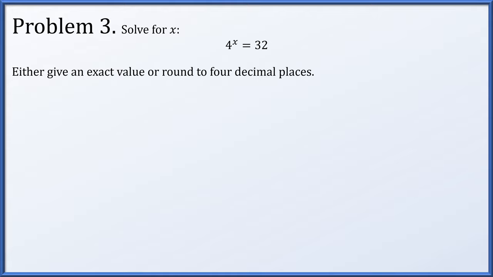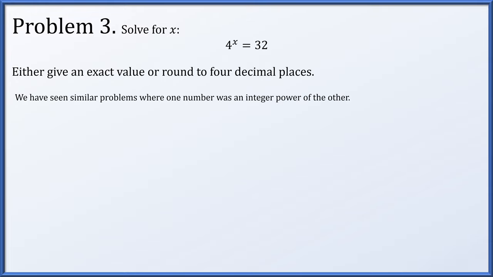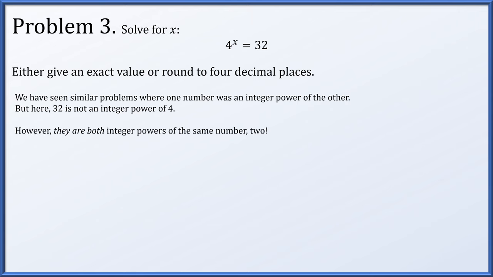In problem 3, we wish to solve this for x. We can either give an exact value or round to 4 decimal places. We've seen similar problems where one number was an integer power of the other. But here, 32 is not an integer power of 4, but they are both integer powers of the same base, 2. So we replace 4 with 2 squared, and 32 is 2 to the fifth, so we end up with 2 to the 2x is equal to 2 to the fifth. Because exponential functions are 1 to 1, this means the exponents 2x and 5 must be equal. Now we can solve for x quite directly.